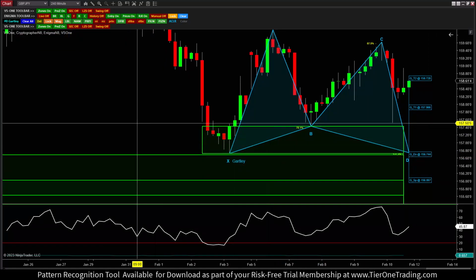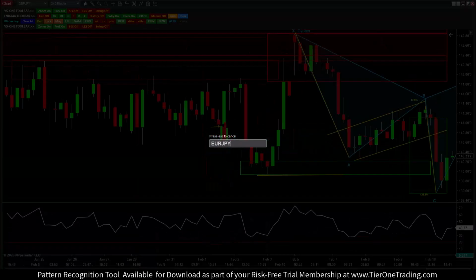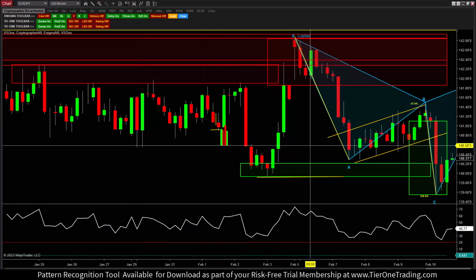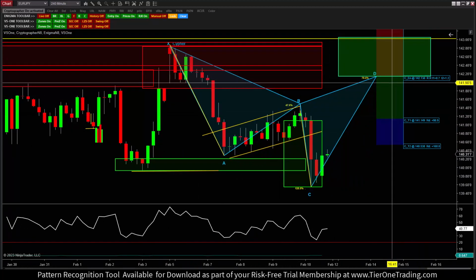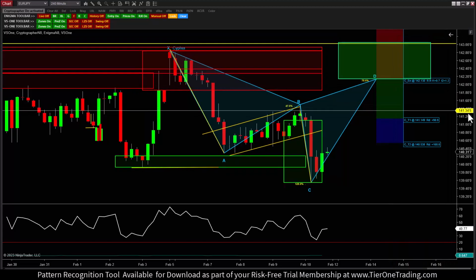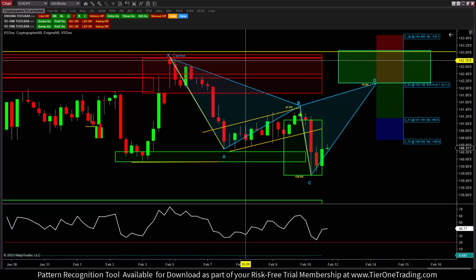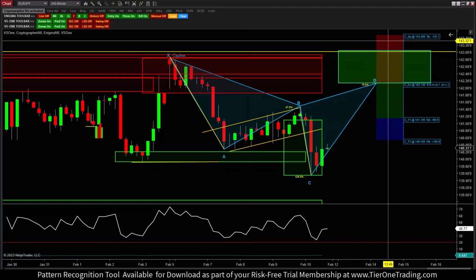So you look at the difference between the cipher pattern, and these are different patterns by nature no matter what. But if you look at the difference between the risk profile here in the cipher pattern, where we have this shallow completion at the 786, and again, our stops need to be above the X leg, so it's a longer range of stop loss.